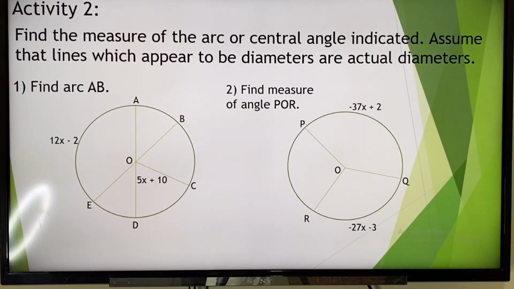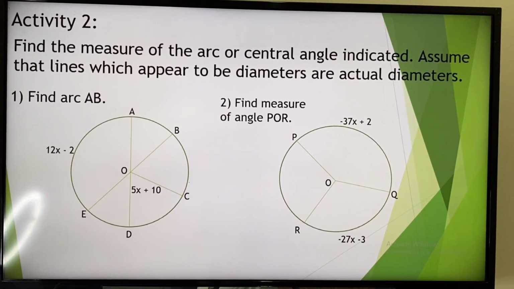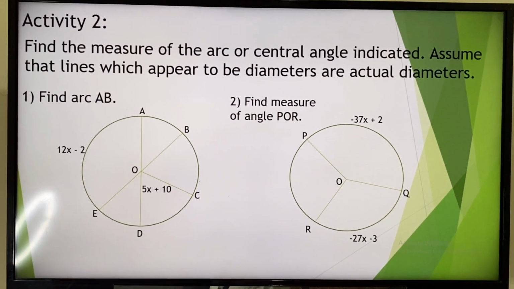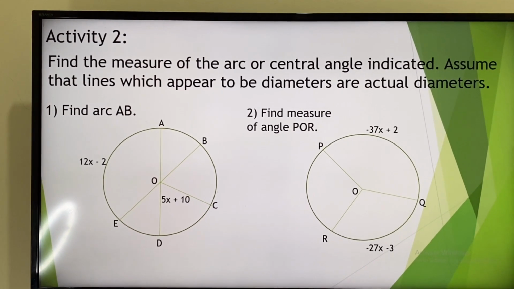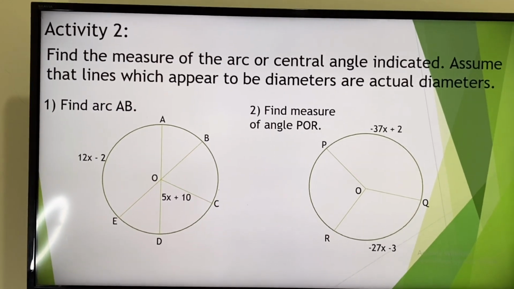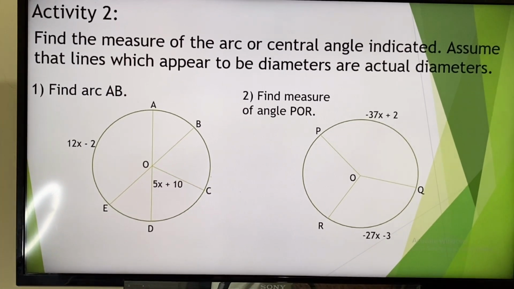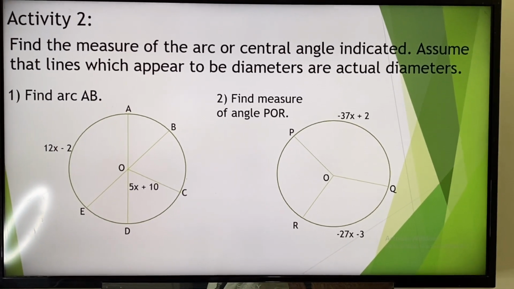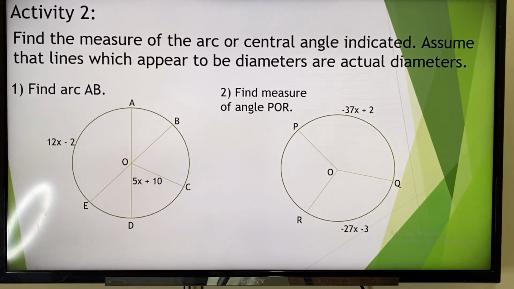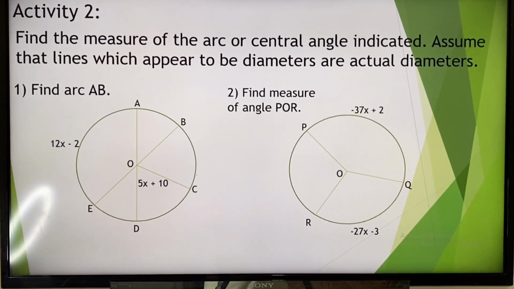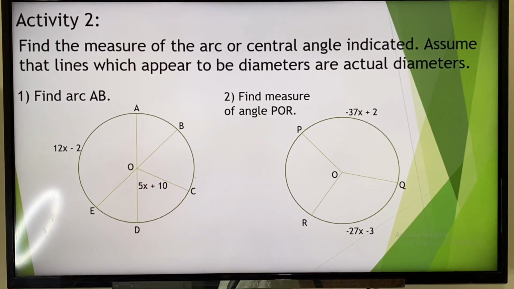So I will give you time to solve this activity number 2, including activity number 1. You can now start doing this activity so that during our online class we are going to discuss this activity.